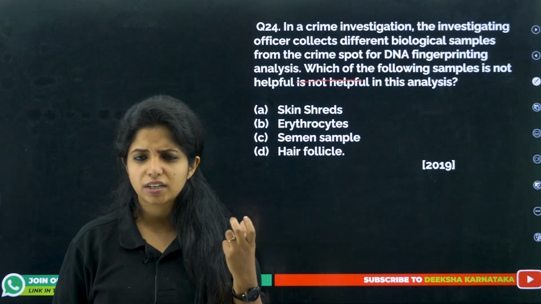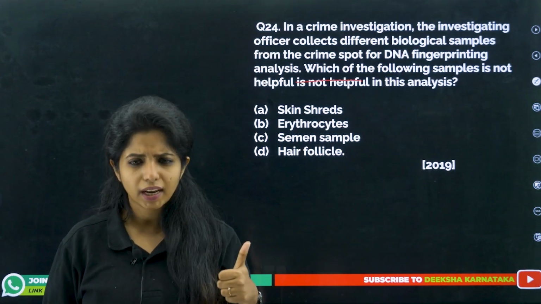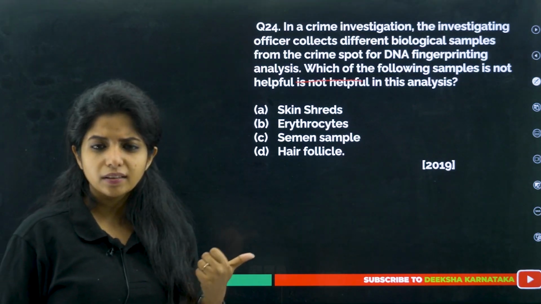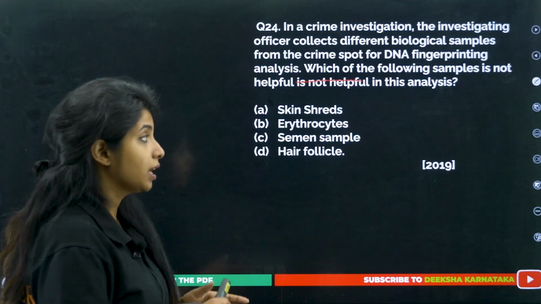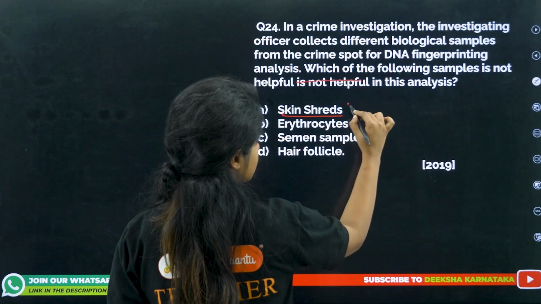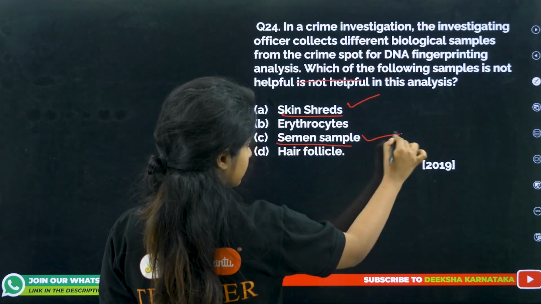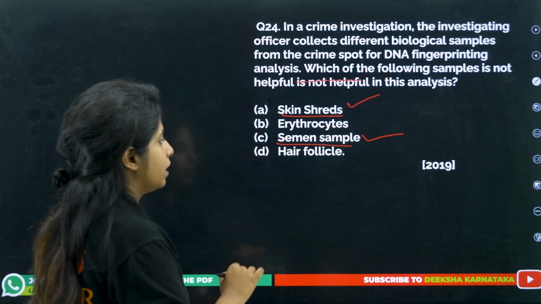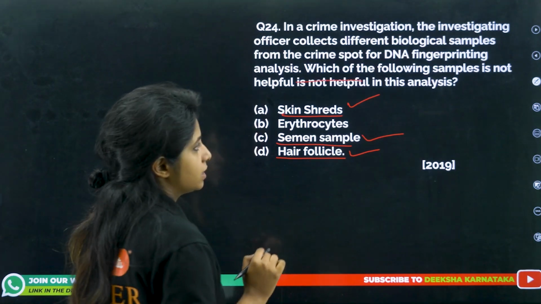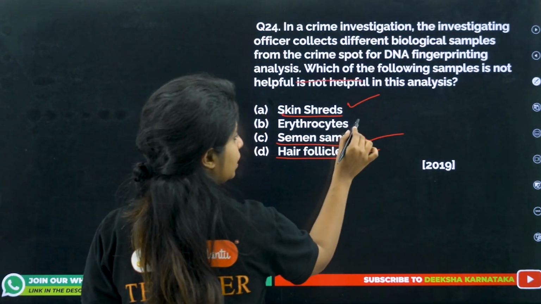So he took skin shreds. Is it okay? Can it help in finding the culprit? Yes, because it has a nucleus, it has DNA, so it's fine. Semen sample, yes, it also has DNA, it will be helpful. Hair follicle, definitely yes. Erythrocytes, a big no.